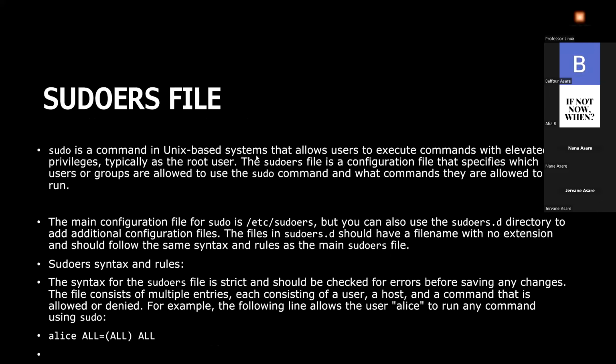So sudo is a command in Unix-based systems that allows users to execute commands with elevated privileges, typically as the root user. The sudoers file is a configuration file that specifies which users or groups are allowed to use the sudo command and what commands they're allowed to run. So it's pretty much just managing who has these privileges. The main configuration file for sudo is /etc/sudoers, but you can also use sudoers.d. When you see .d in Linux systems, .d just stands for directory. So to add additional configuration files, the files in sudoers.d should have a file name with no extension.